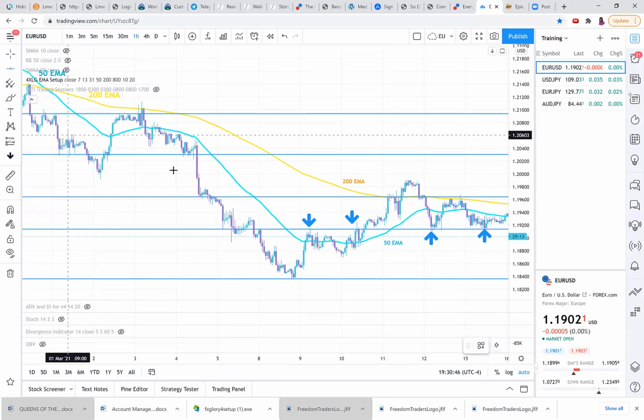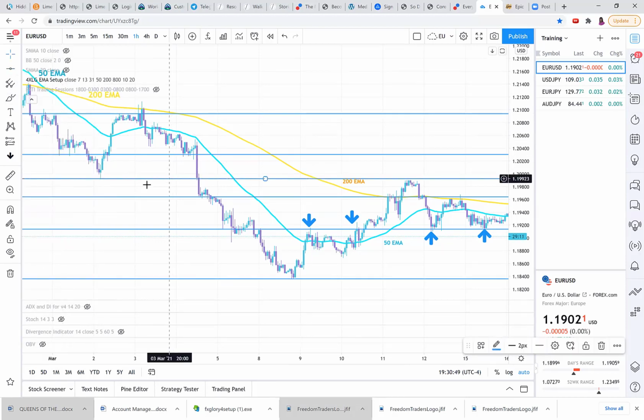I'm going to add one more here. And notice that this wick here lines up almost perfectly with the top of this candle. So you definitely want to try to pick zones that are both support and resistance. That lets you know that it's pretty important.